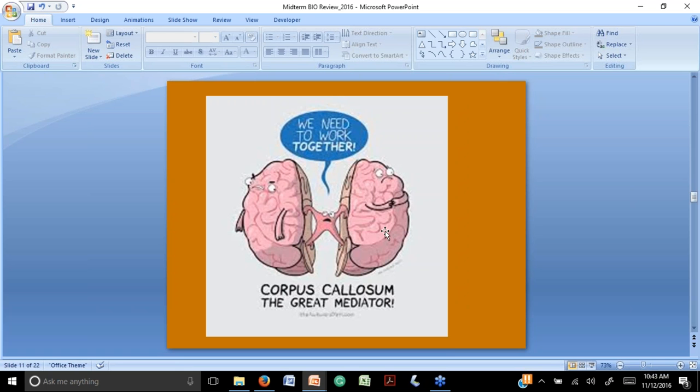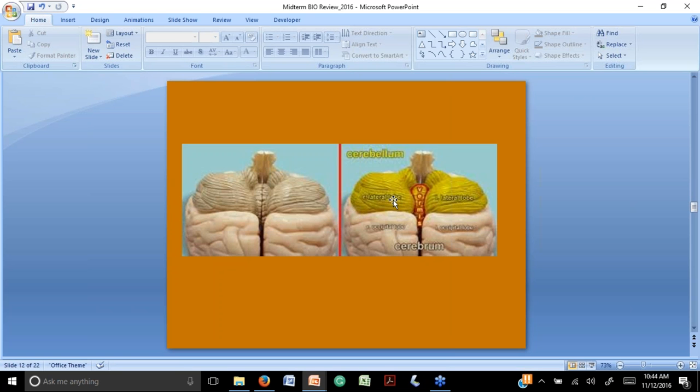Here we have, again, our friend the corpus callosum. If you see this, this is the cerebrum, and in between there is somebody trying to hold them together, saying we need to work together, and this is the corpus callosum. The corpus callosum literally is the bridge between one brain hemisphere and another, the cerebrum. Okay, so we are going to talk about that.